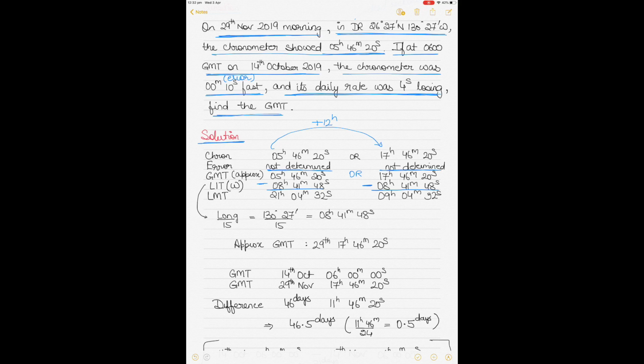You are running behind GMT. Alright, if you are in east longitude, the time on your ship will be more than the time at GMT. GMT will be behind you. So the LIT, or the longitude in time correction, you get by dividing the longitude by 15.